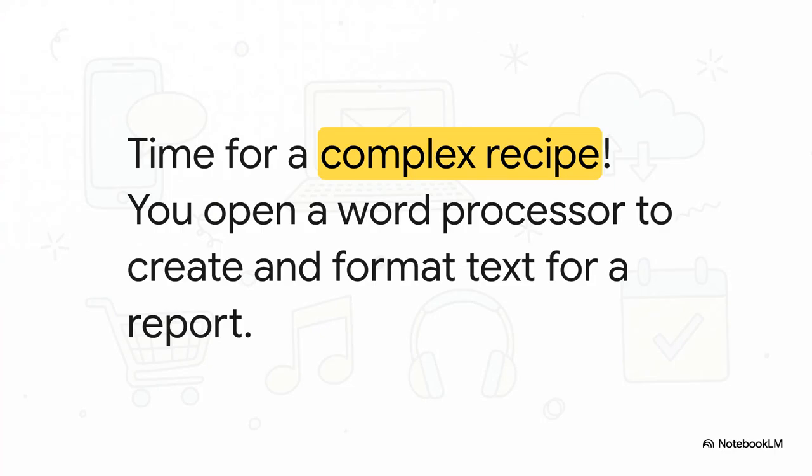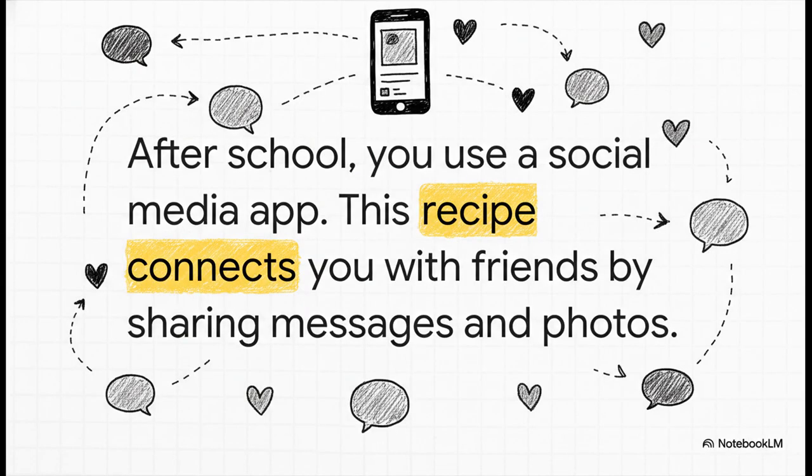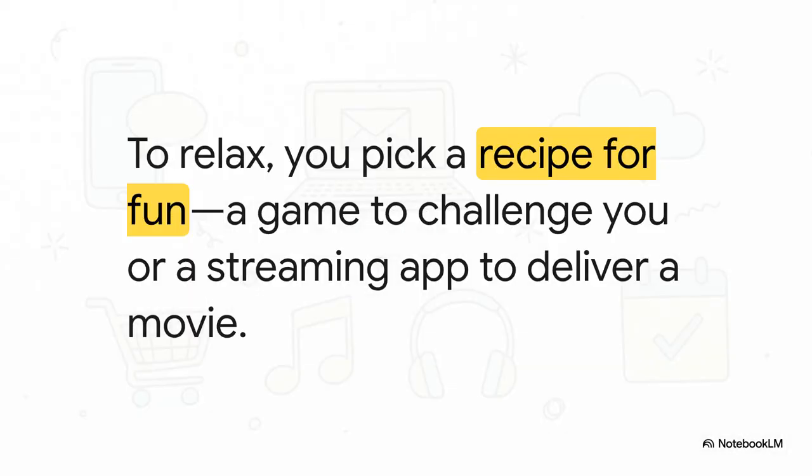Later on, it might be time for a more complex recipe. You open up a word processor. It has one major goal in life: to help you create and format text for that big report or essay. By the afternoon, you might switch over to a social media app. Now, this recipe is all about connecting you with other people, letting you send messages, share updates, and see what everyone's up to. And to wind down at the end of the day, you pick a recipe built purely for fun. Maybe a game that's designed to challenge you, or a streaming app built to deliver a movie right to your screen. Each one is a totally different tool for a different part of your day.